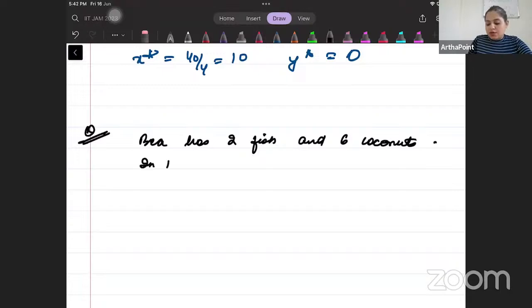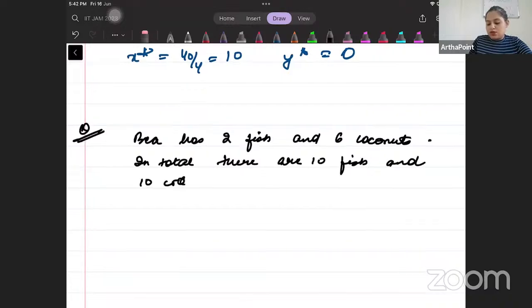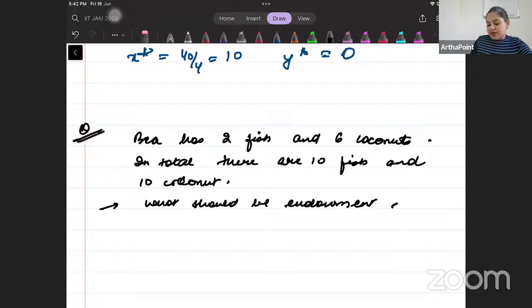And in total, there are 10 fish and 10 coconuts, right? You should tell what should be the endowment of his friend AB. So please consider, beta.